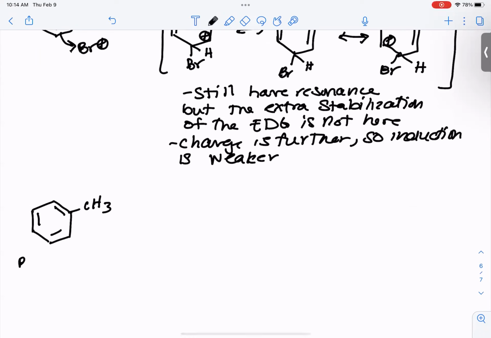Dr. Stouter, the second point where it says charges further, what does it say after that? So induction is weaker.